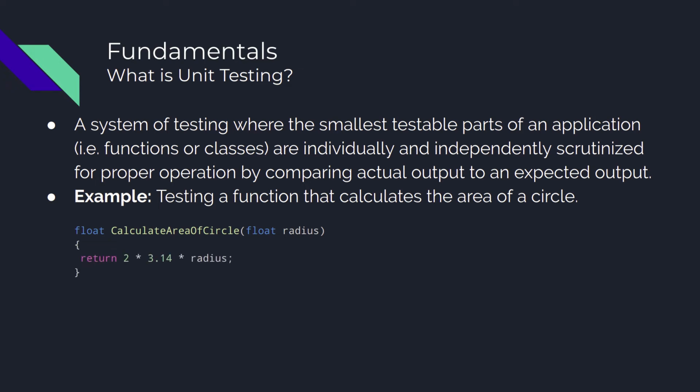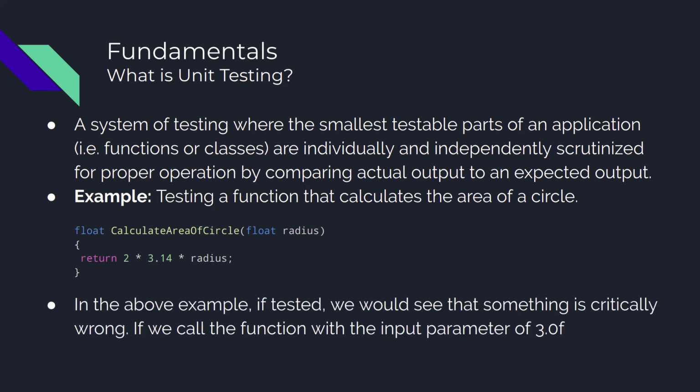If you know the equation for the area of a circle, you might notice that this is incorrect. You see 2 times 3.14 times radius, which I think is the circumference, when in reality it should be pi r squared, so radius squared times 3.14. In the above example, if tested, we would see that something is critically wrong. If we call the function with the input parameter of 3, we get the actual output of 18.84, when we expected 28.26, which is the correct answer.